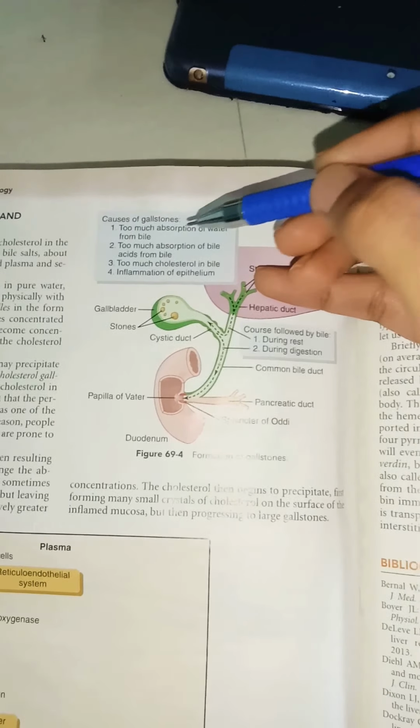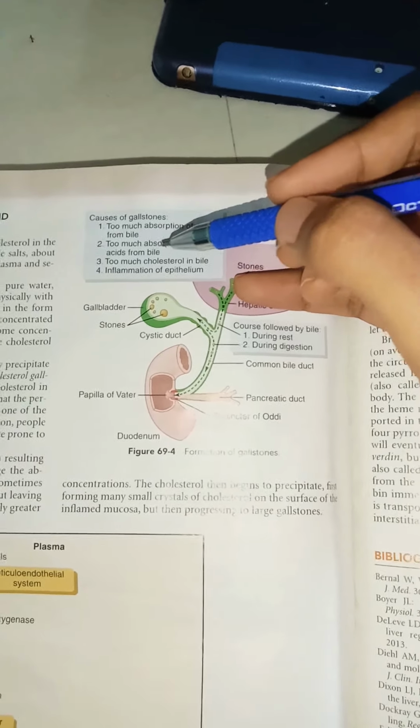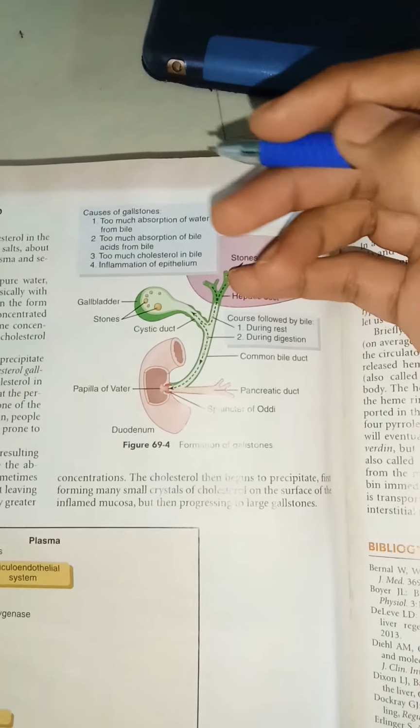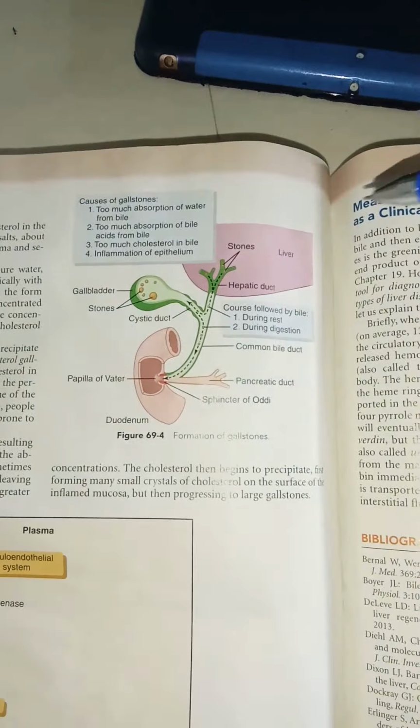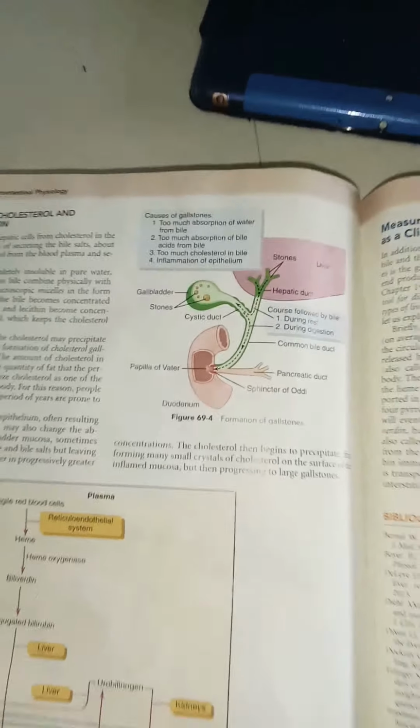And here you can see the formation of gallstones. The causes may be too much absorption of water from bile so that it gets more concentrated, too much absorption of bile acids from bile, or too much cholesterol in bile, or inflammation of the epithelium. So these may be the causes. Then the course followed by bile during rest and during digestion. So these are the stones which are formed in the gallbladder.